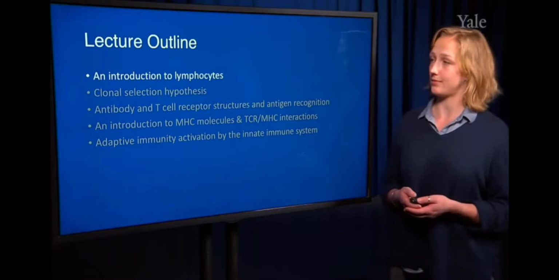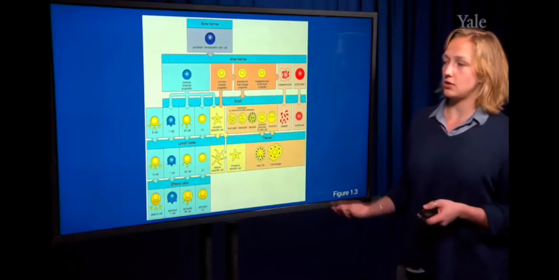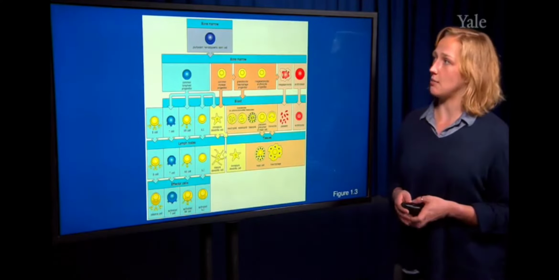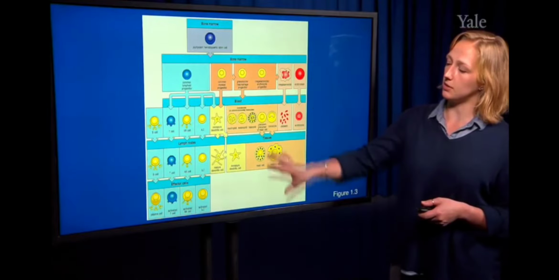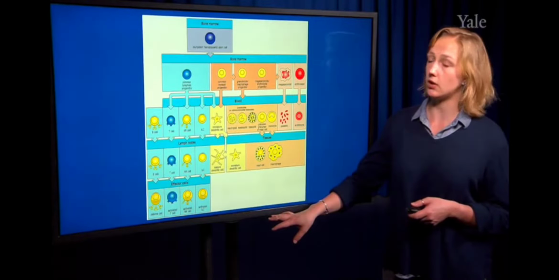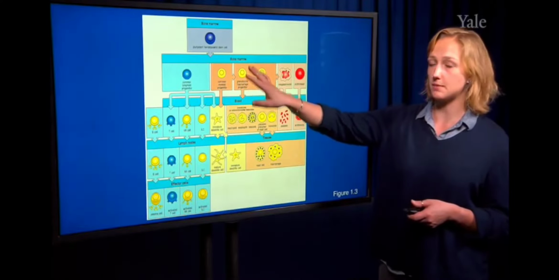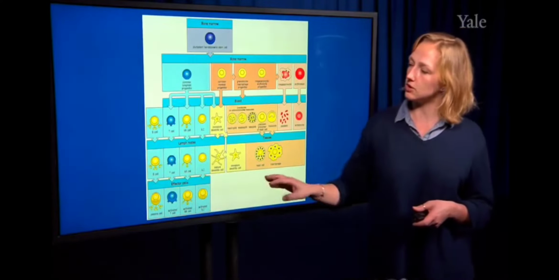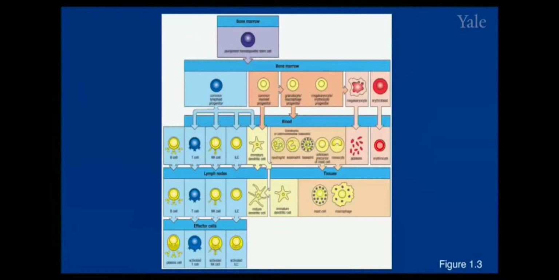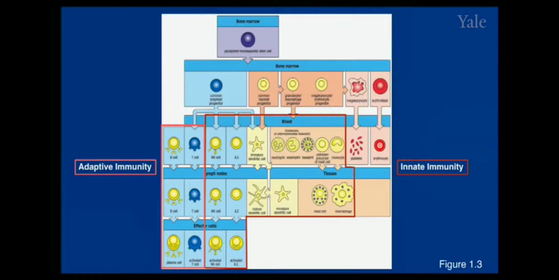This is a figure that you are all very familiar with, which shows how the development of the various immune cells occurs from the pluripotent hematopoietic stem cell in the bone marrow, which allows for the generation of both innate immune cells, which we've talked about before, as well as adaptive immune cells, which we'll discuss today. The lymphocytes we'll be discussing today are T cells and B cells, and these serve as the most active players in adaptive immunity.